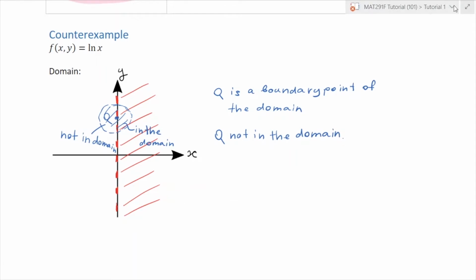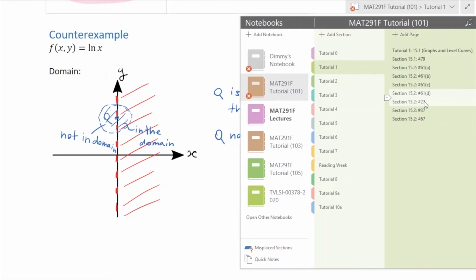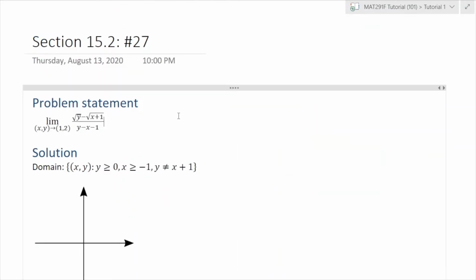Let's do the next question. This would be number 27 from 15.2. You're asked to find a limit of this fraction involving square roots, where x and y approach (1, 2). First thing, let's at least understand how this (1, 2) has to do with the domain of this function here.